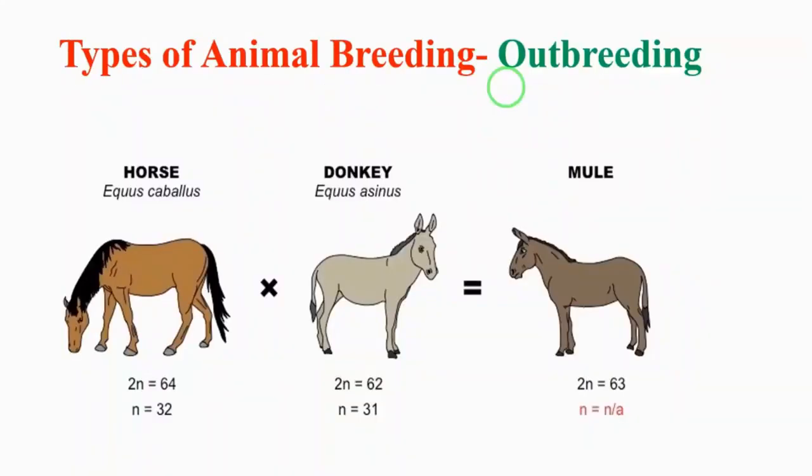Now let's see what is outbreeding. It is the breeding of unrelated animals. The offspring formed are called hybrids. The hybrids are stronger and more vigorous than their parents.